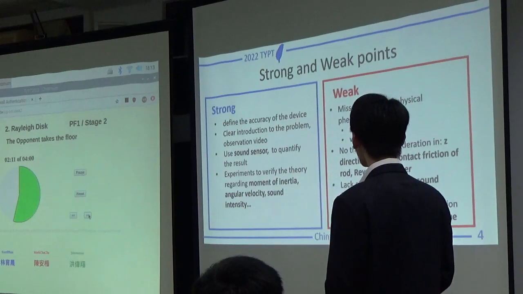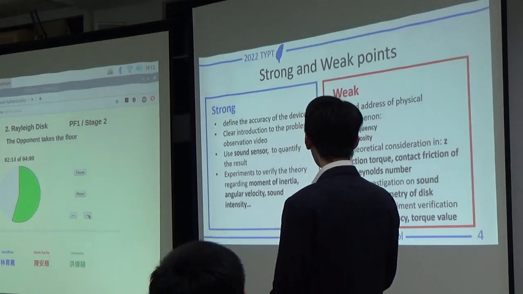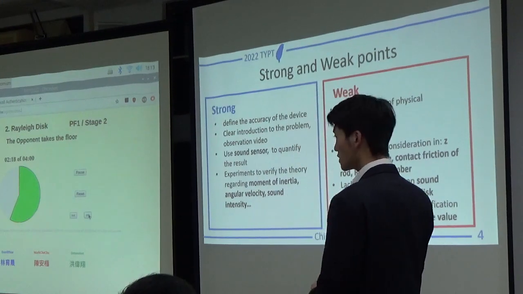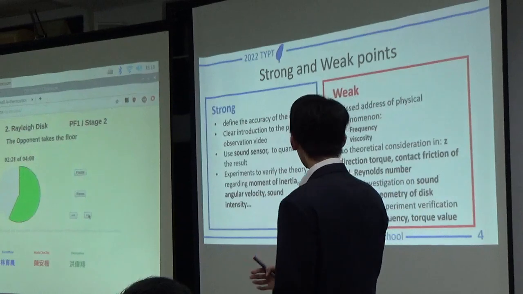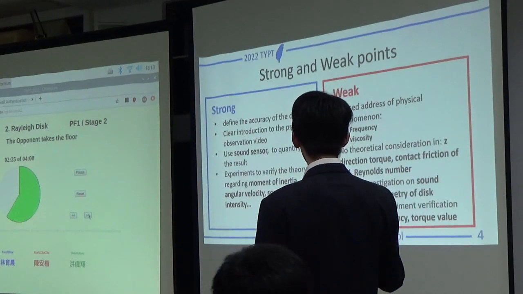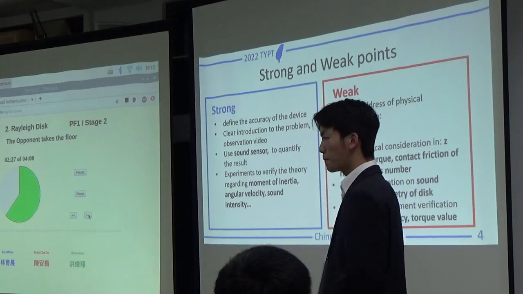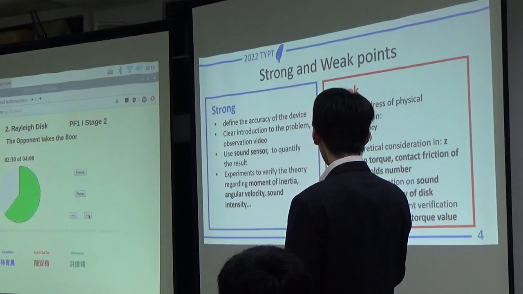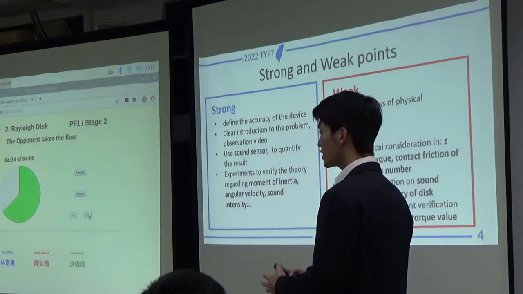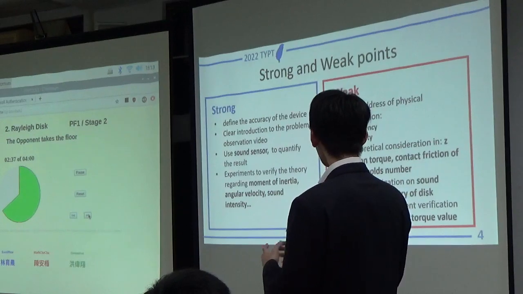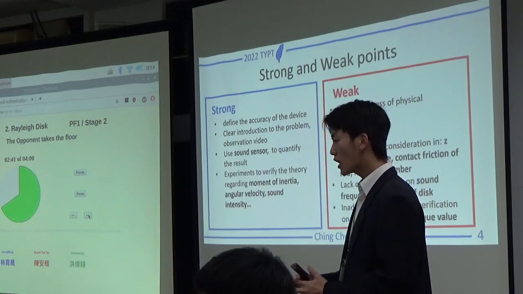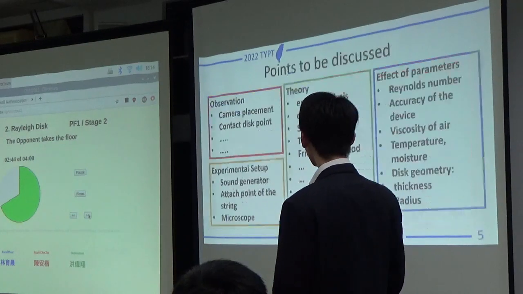For some weak points, the opponent thinks that they missed some physical phenomena, like the frequency of the sound and the viscosity of the sound. And I think they have no theoretical treatment of the Z-direction torque and the contact friction of the rod, and also the Reynolds number. We also think that they lack investigation of the sound frequency and the geometry of the disc, such as the thickness of the disc. And they have inadequate experimental verification of the sound frequency and the torque value.